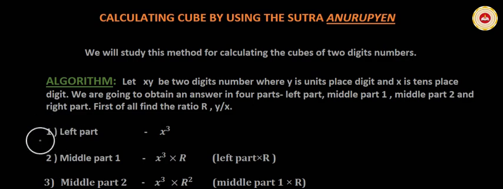Now, step number 1 is calculating the left part. We are going to start from left to right. So, what is the left part? Left part is x cube. Calculate x cube and write it in the left part.